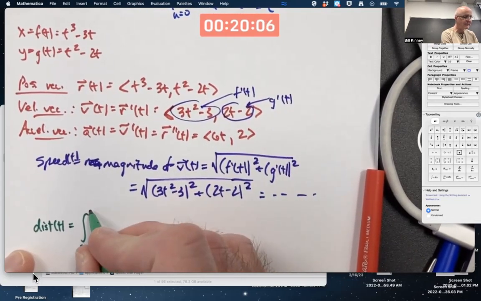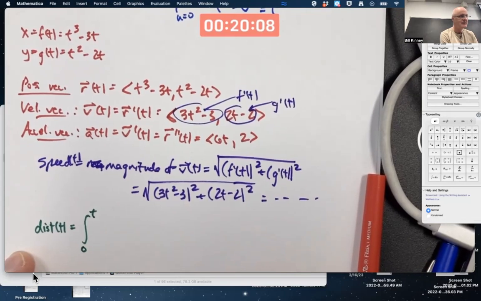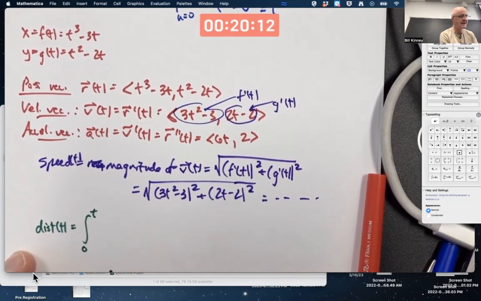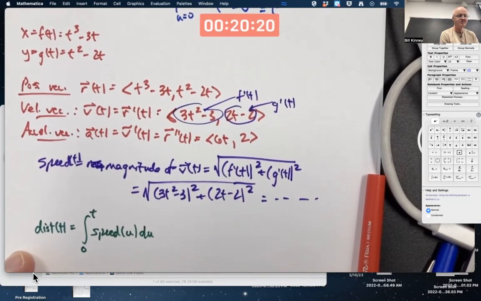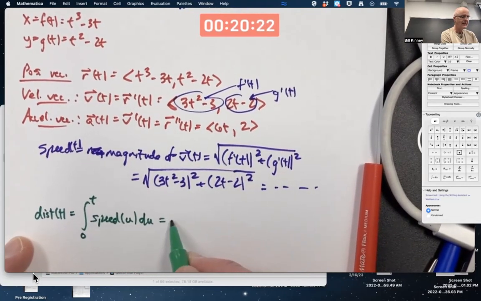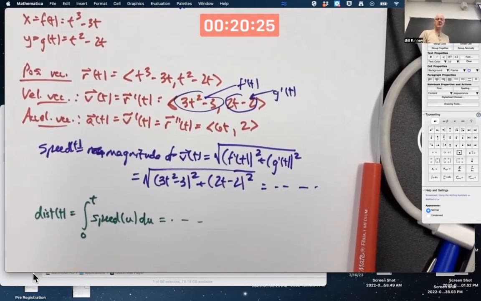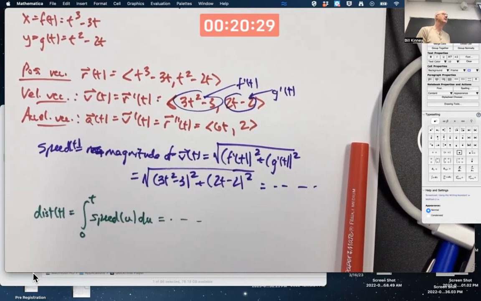And just like with the one-dimensional motion, you'd want to make the upper limit of integration a variable, and call the variable for the function that's the speed something else, like u. Would this integral be easy to do? It doesn't look like it. We'd have to integrate this square root. I bet that's a pretty hard integral. I think it's probably doable, but it's pretty hard.